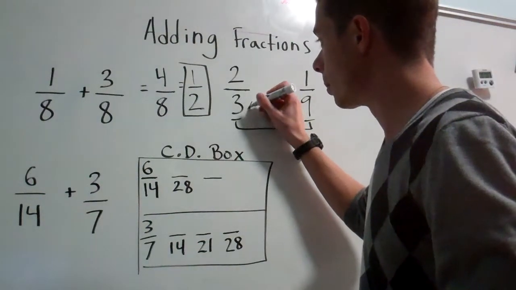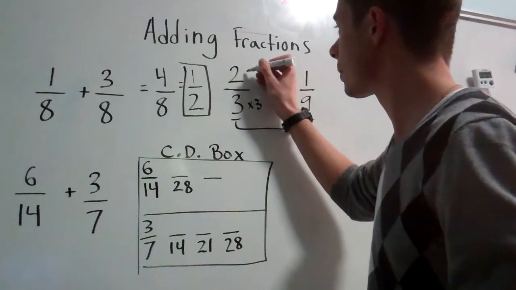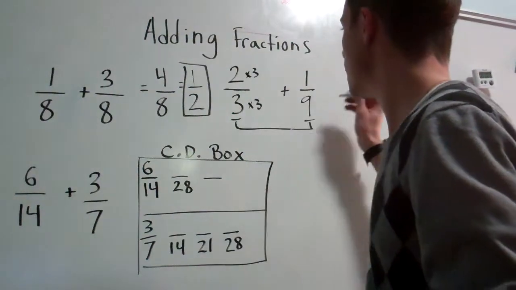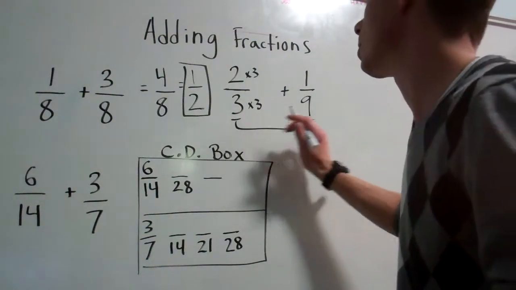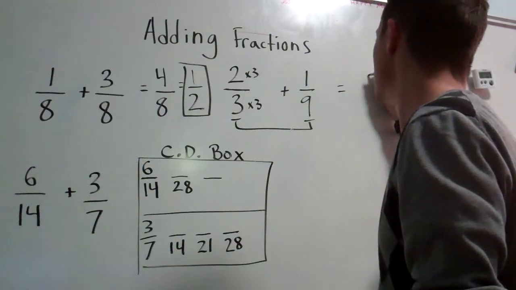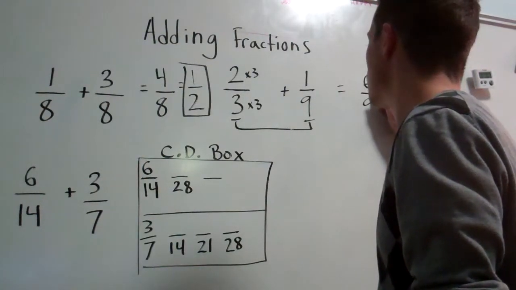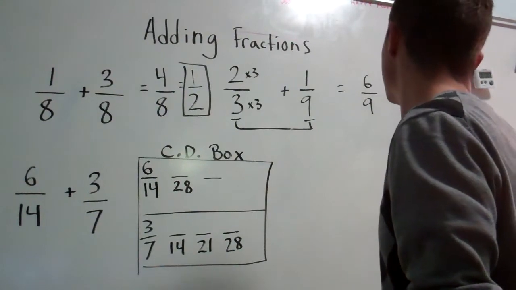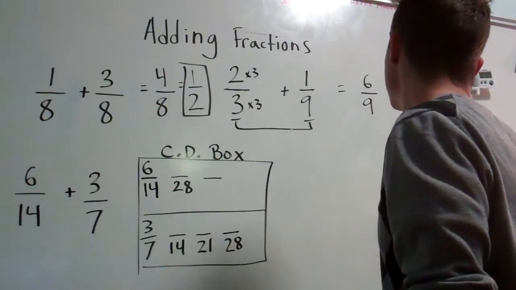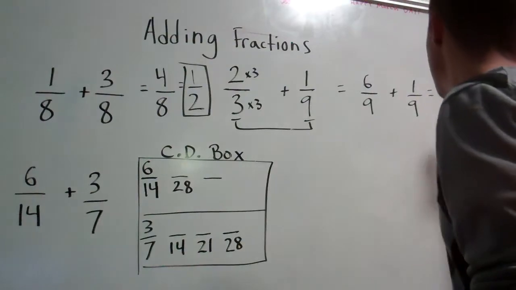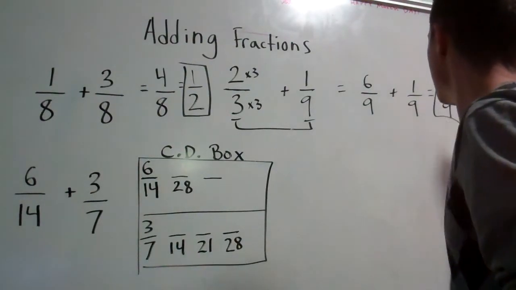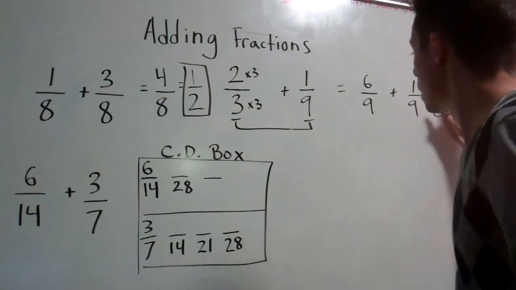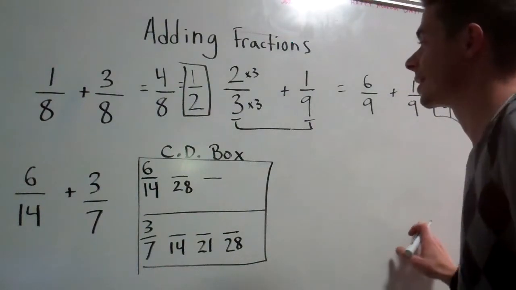We can multiply 2/3 by 3, multiplying both the numerator and denominator by 3, and that will make it something over 9. So let's rewrite the fraction over here. It's going to equal 6/9 plus 1/9, which equals 7/9, and we don't need to reduce this at all.